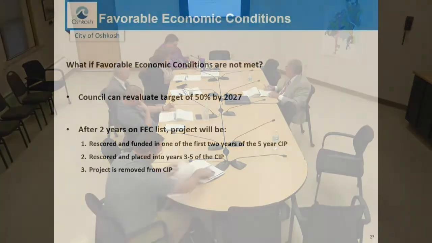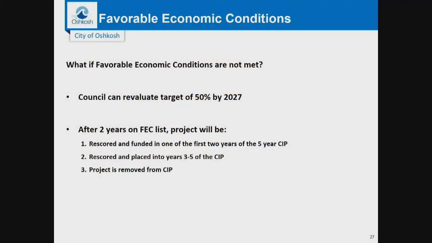What happens if favorable economic conditions are not met? I think we definitely would want to reevaluate our target of 50% by 2027. But then we also need to know, this is a holding place for the FEC projects. When we initially started talking about this with the departments, they referenced it as purgatory. You're going to create a list for purgatory, and I'm like, oh no.